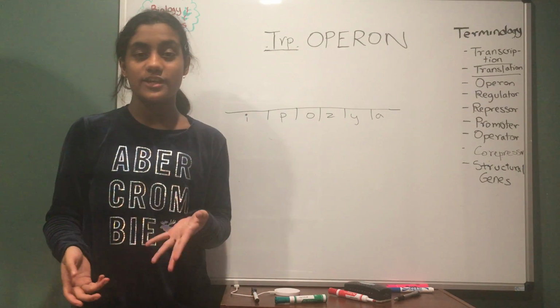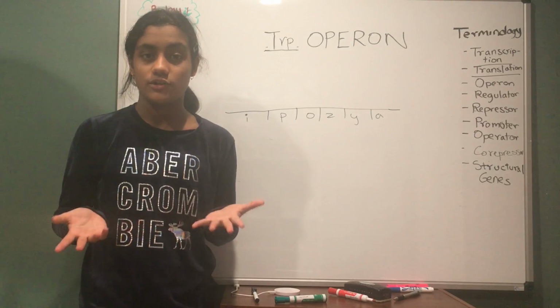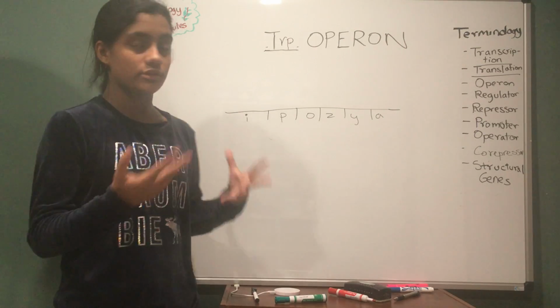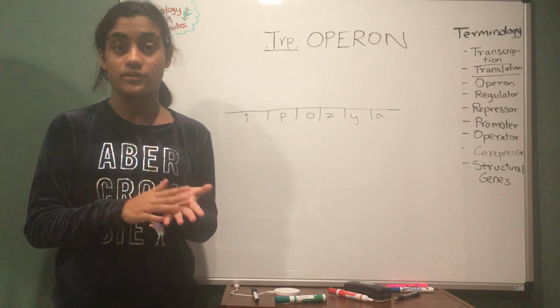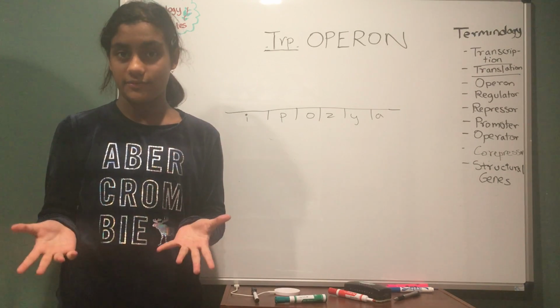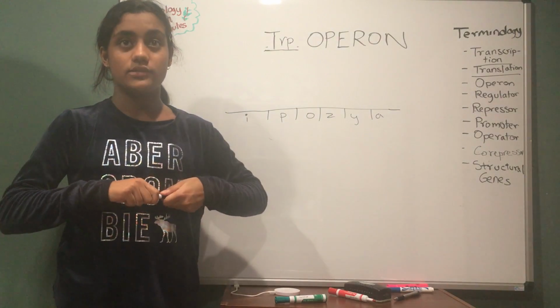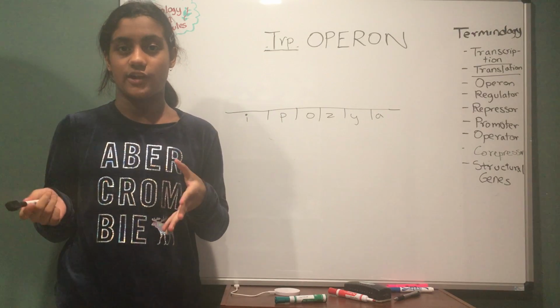Hi guys, today we're going to be learning about the tryptophan operon. So what does the tryptophan operon do? It basically turns on and turns off the genes that allow for the transcription of enzymes in E. coli that synthesize tryptophan.